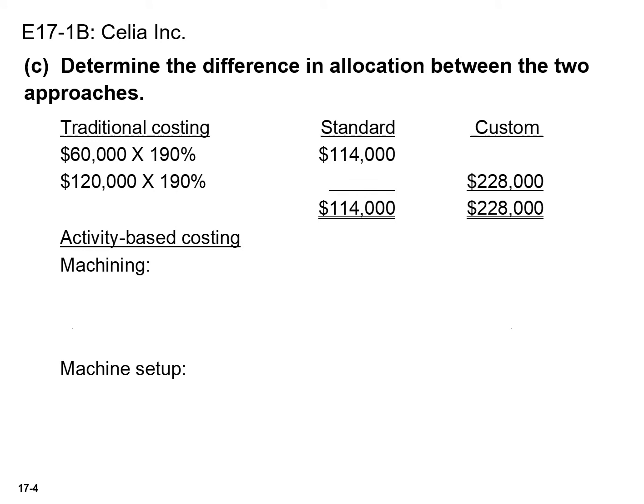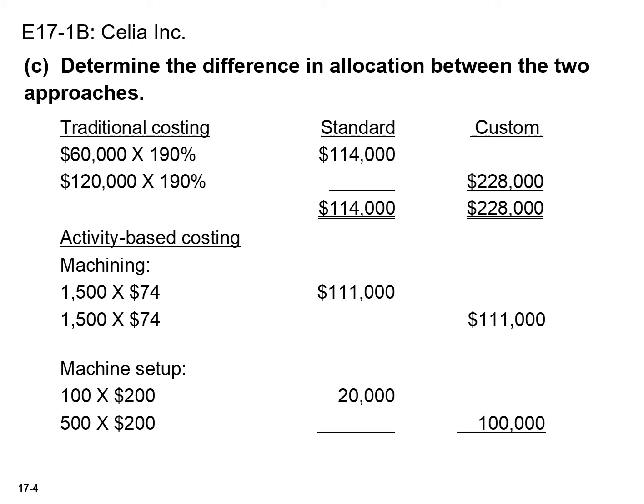All right, let's take a look at activity-based costing. In this example, we have two cost pools: our machine cost pool and our machine setup. You can see that we're taking our expected use and multiplying that by our overhead rate, $74 for our machining cost pool, and $200 for the machine setup. If we add up the cost, you can see that we're going to allocate $131,000 of overhead to the standard handbag, whereas the custom handbag will be allocated $211,000.